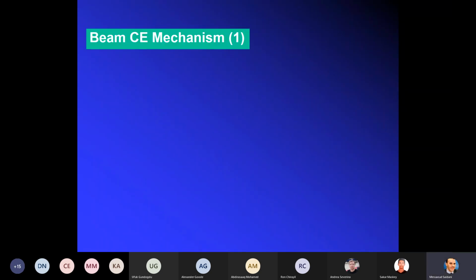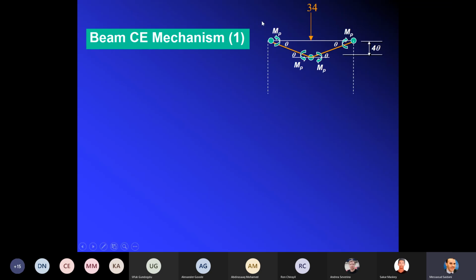So beam mechanism 1. This is beam CE. This is the beam, okay? We have a load of 34 kilonewtons, and then we have hinges forming at the corners here, not supports, sorry, at the corners, and then in the middle, because the load is applied in the middle. This is beam CE.